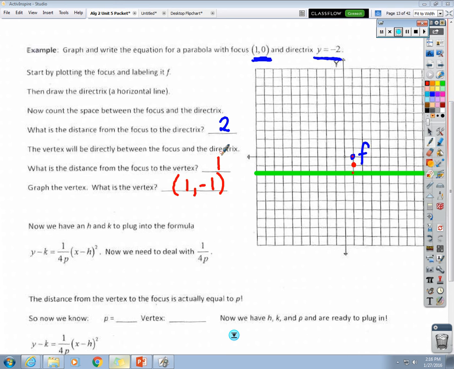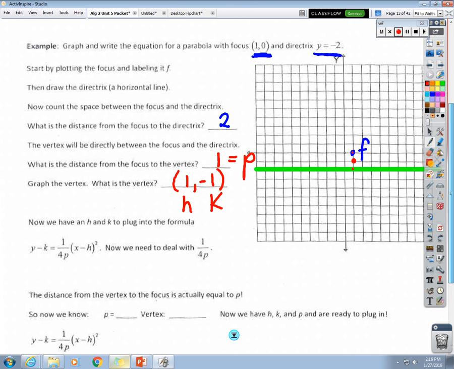So now what we have is the value of 1, which is the distance from the focus to the vertex, but isn't it also the distance from the directrix to the vertex? That is known as your p-value. What else do we have? By knowing the vertex, what information do we know? What is the vertex? What variables? H and K, good. So we have a p-value now, and we have an H and a K value. And that's all we need to write the equation of the parabola.